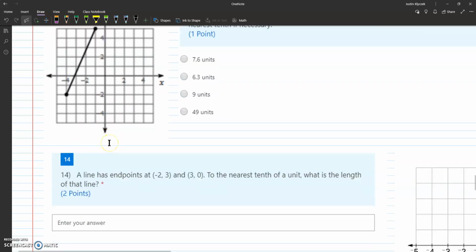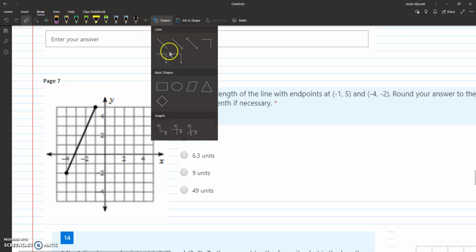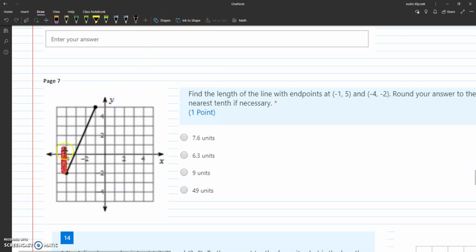Okay, I'm going to go ahead and get you started on this. You'll see, oh, that's all we're doing? Yep. This is going to be finding the hypotenuse. What we're going to do first is I'm going to draw a line from here to here and from here to here.